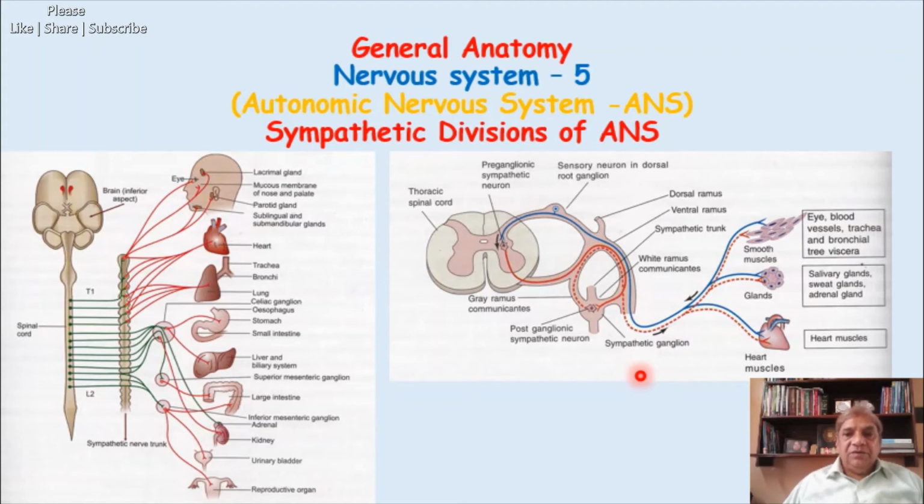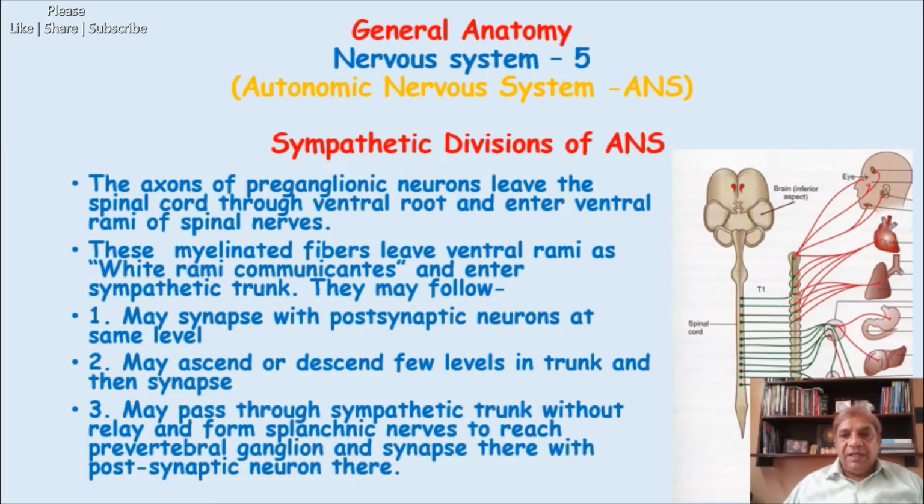Now I go to the next diagram, which will deal with a similar kind of thing. Most of it I have already explained about the sympathetic division, but I will just go through this. What is written up here? The axons of preganglionic neurons leave the spinal cord through the ventral root and enter the ventral rami of the spinal nerve. That I have told you in great detail during the formation of a typical spinal nerve and in the last lecture, where I was showing the general aspect of the autonomic nervous system.